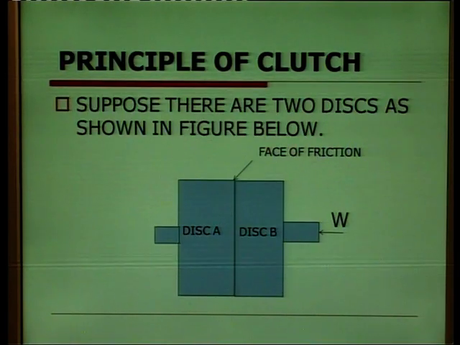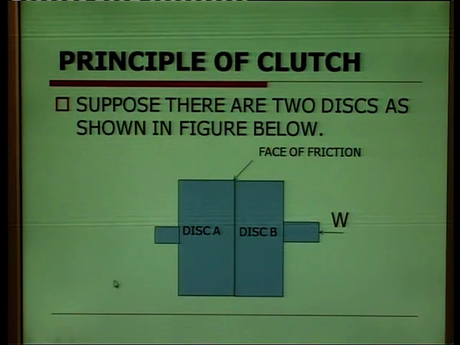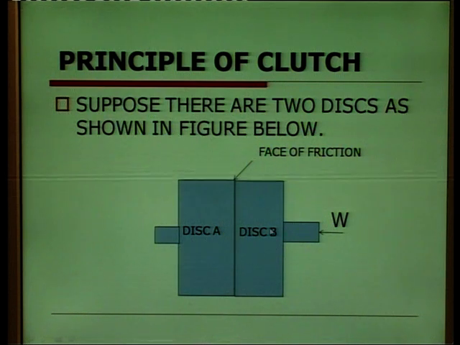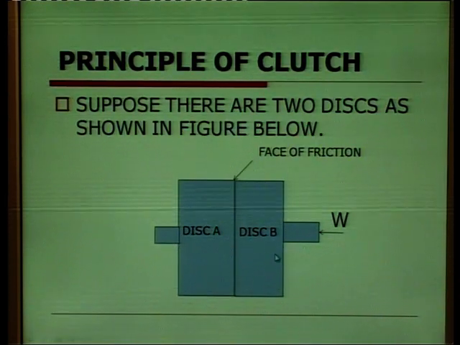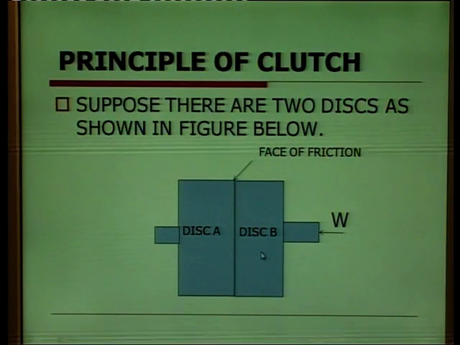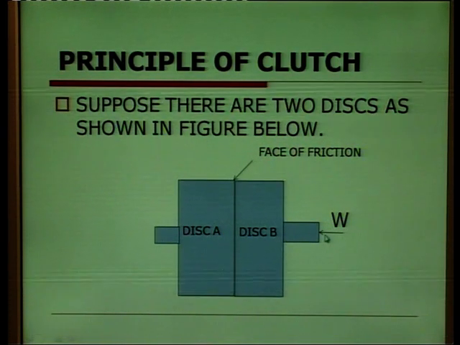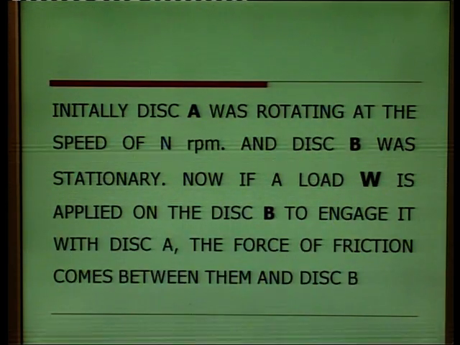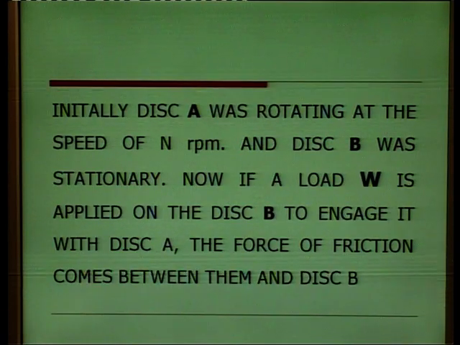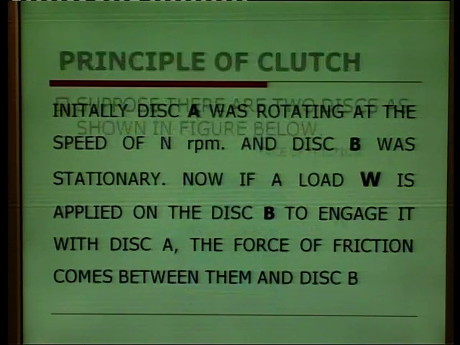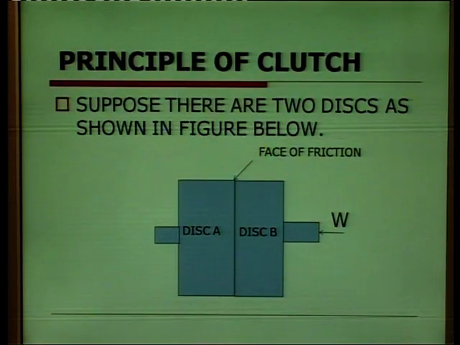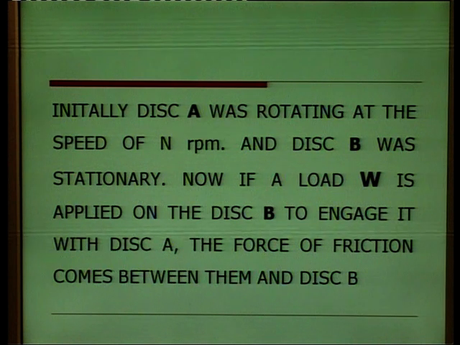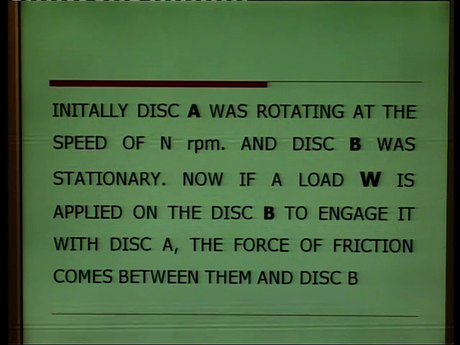In the figure, there are two discs, disc A and disc B. Suppose disc A is attached to the engine, then disc B is attached to the gear. W is the pressure on the disc. Initially disc A was rotating at the speed of n rpm, which means A is attached to the engine, and disc B was stationary in the first initial stage.